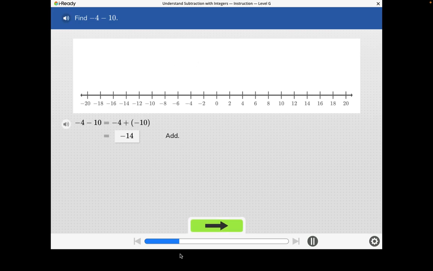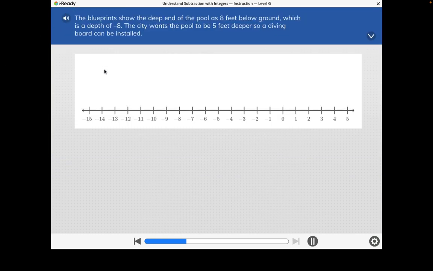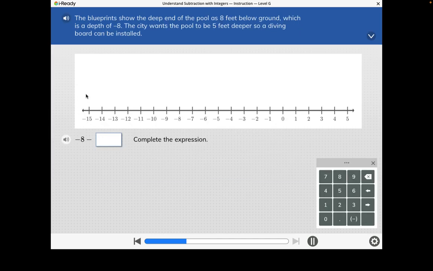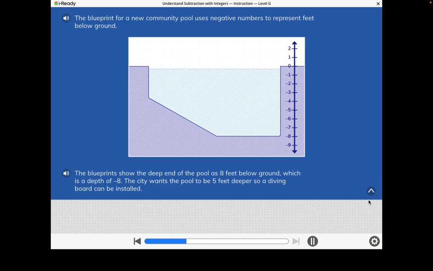So let's keep going. Oh wait, my bad. Forgot to read the question. Okay, the blueprint for a new community pool uses negative numbers to represent feet below ground. The blueprints show the deep end of a pool as 8 feet below ground, which is a depth of -8. The city wants the pool to be 5 feet deeper, so a diving board could be installed. So this is the depth, -8, and they want it to be 5 feet deeper.